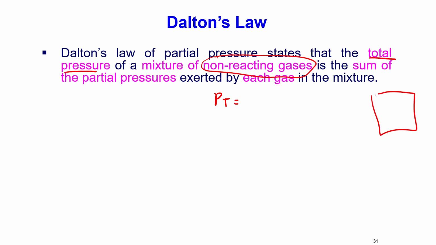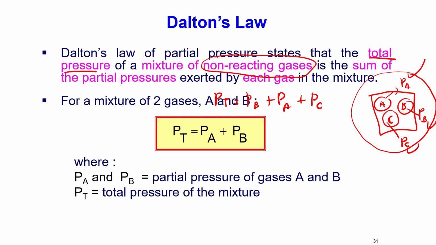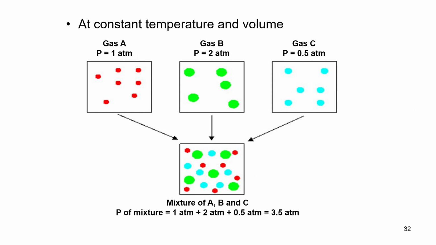For example, in one container, there is gas A, gas B, gas C. So, each gas will produce its own pressure. So, the pressure for A we call PA, pressure for B PB, pressure for C PC. So, the total pressure according to Dalton, P total, is equal to the pressure exerted by each gas. This is P total equal to PA plus PB plus PC. Okay, this one is an example for gas A and B. So at constant temperature and volume, P total, the P of the mixture, will be equal to the sum of the partial pressure for each gas, meaning 1 plus 2 plus 0.5, 3.5 atm.